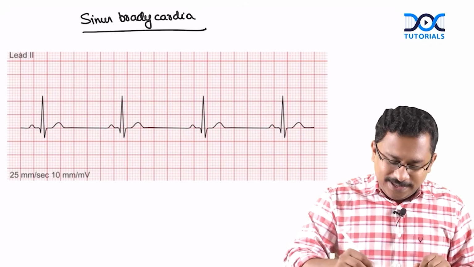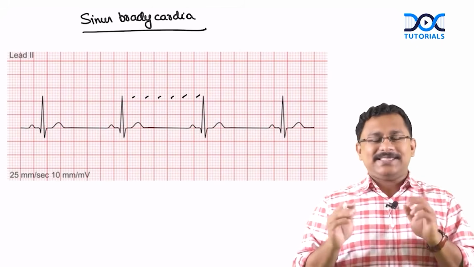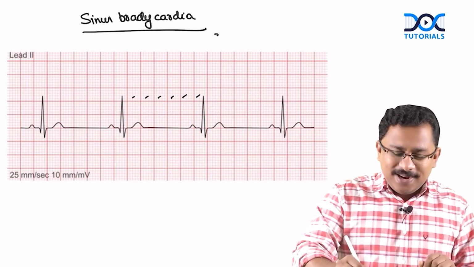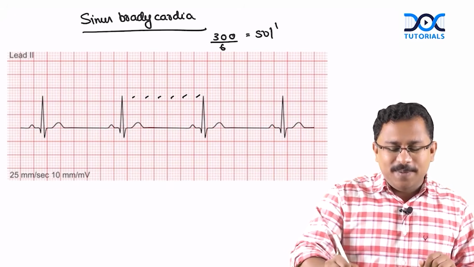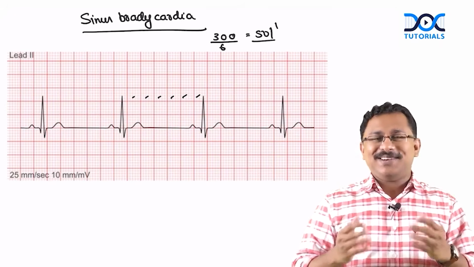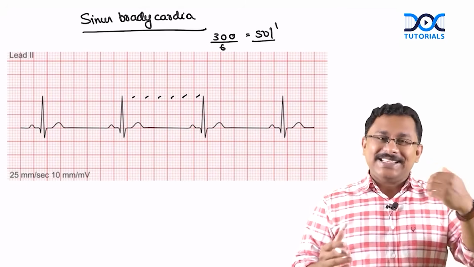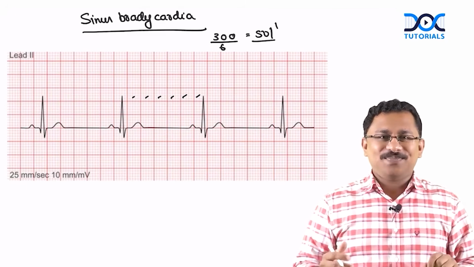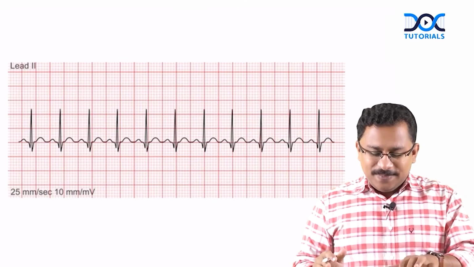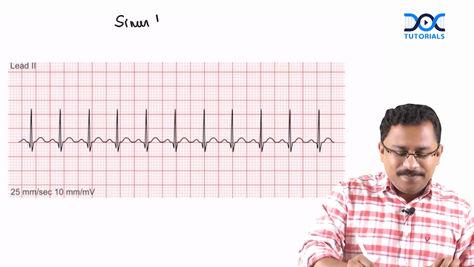let's just calculate the number of large squares: 1, 2, 3, 4, 5 and approximately 6. So you will have the heart rate to be 300 divided by 6, approximately 50 per minute. Okay, it is 50 per minute. So here it is less than 60 per minute, so this is falling into the group of sinus bradycardia. Clear? Alright, fine.